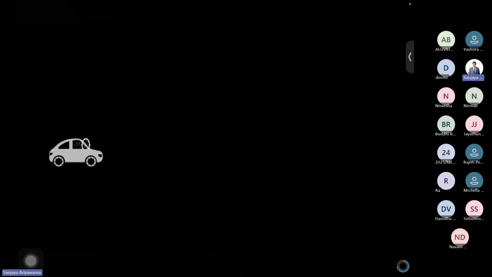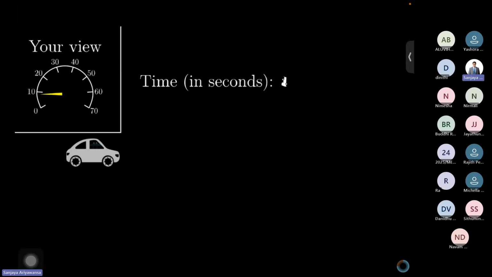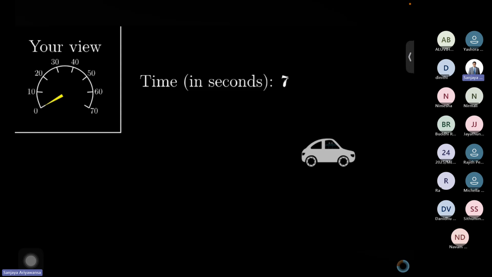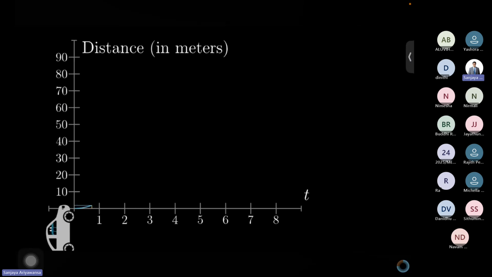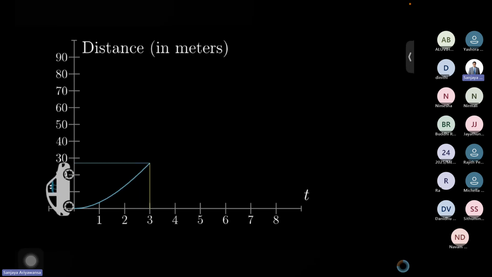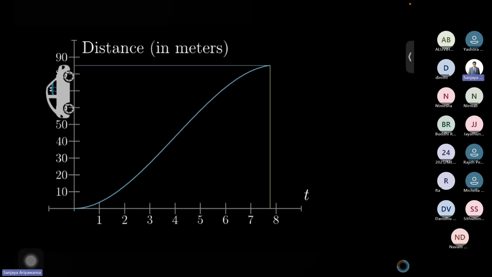Imagine that you're sitting in a car and you can't see out the window. All you see is the speedometer. At some point, the car starts moving, speeds up, and then slows back down to a stop, all over the course of 8 seconds. The question is, is there a nice way to figure out how far you've traveled during that time based only on your view of the speedometer? Or better yet, can you find a distance function, s of t, that tells you how far you've traveled after a given amount of time, t, somewhere between 0 and 8 seconds?